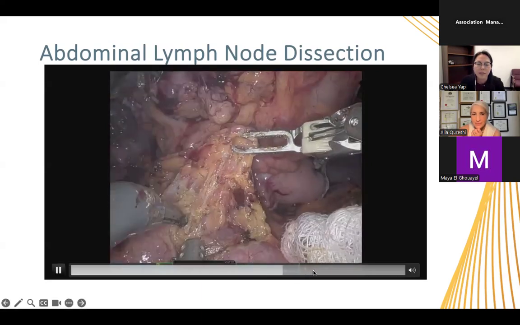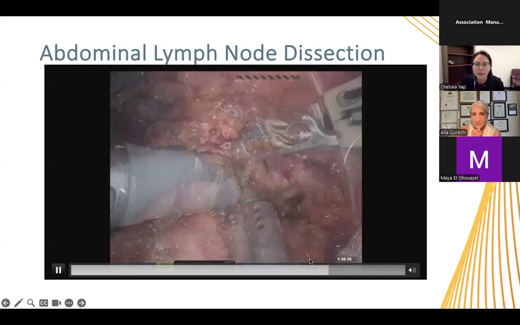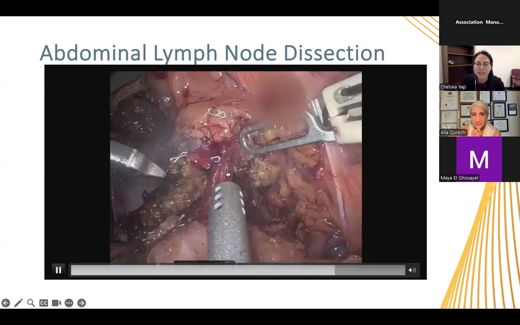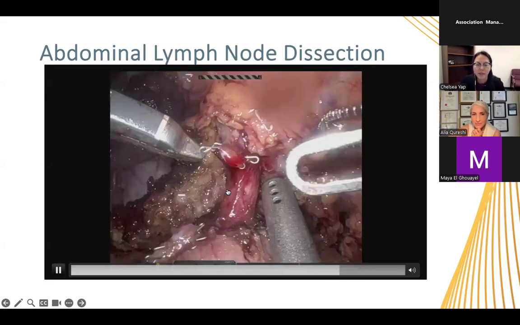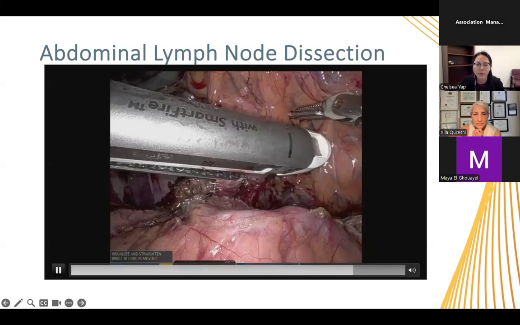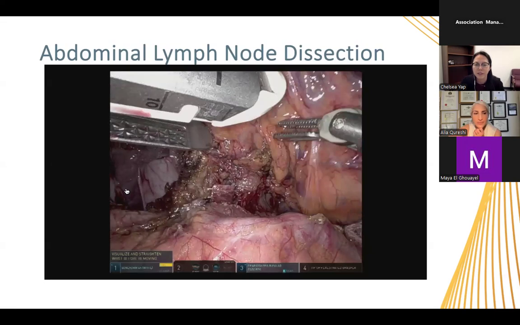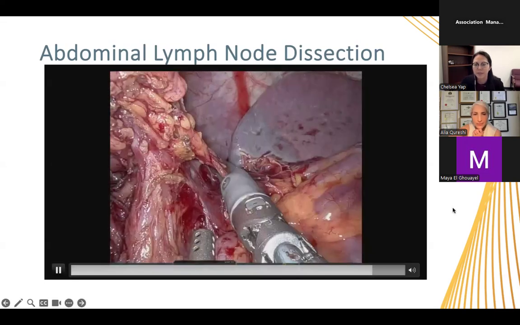And then you can see here, just dissecting this off. And then finally isolating the left gastric artery. And then we staple the left gastric artery with a vascular load of 45. And then finish taking out the rest of the lymph nodes there.